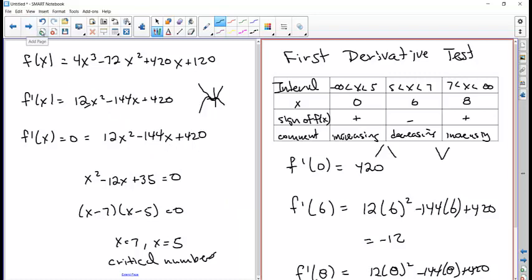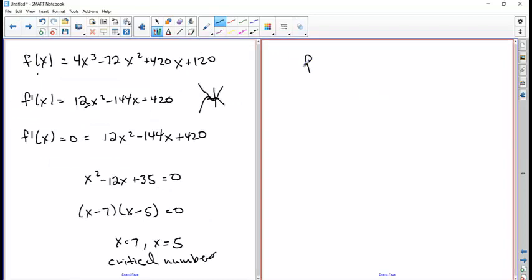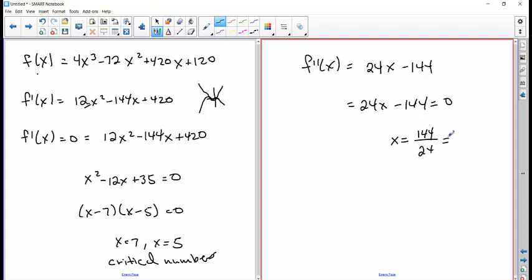So what we would do is go back here and take the second derivative. So the second derivative of f of x, we just go to the first derivative and do it again. So we get 24x minus 144. So that's the second derivative. If we set that equal to 0 and solve for x, we will get possible points of inflection. So we have 144 over 24, and it should be 6 because it's halfway between the two critical numbers. Okay, so x equals 6 is a possible point of inflection. We don't know it's a point of inflection until we've made our table up using the second derivative test.